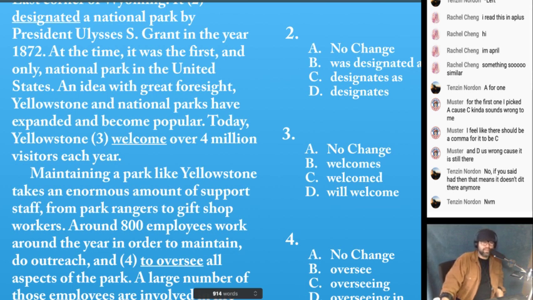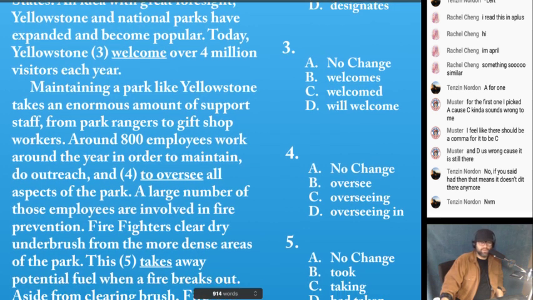Four, maintaining a park like Yellowstone takes an enormous amount of support. We don't need to read that. Around 800 employees work around the year in order to maintain, do outreach, and to oversee all aspects of the park. This is a juicy, juicy question, my guys.